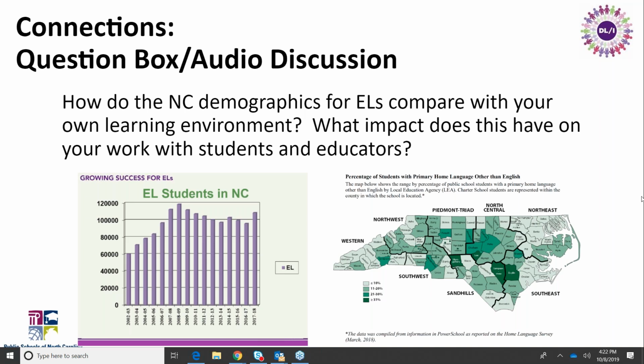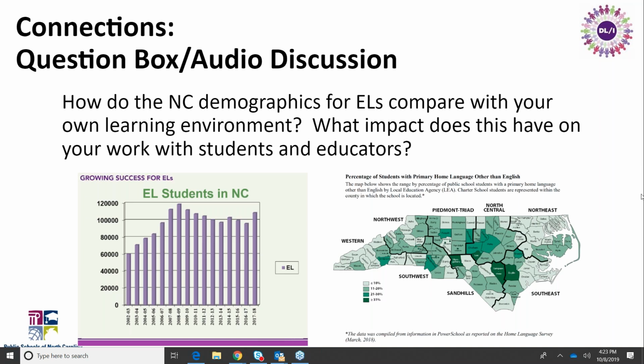In your environment, whether it's the school environment or the community, how does this change impact what you're doing with your students, what you're doing as educators? Many of you are ESL teachers, but many of you are content area teachers or in administrative roles. How does this change in demographics impact what you're doing?